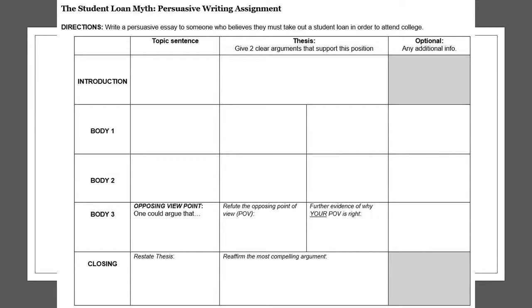When you download today's document, the title of it will read, The Student Loan Myth Persuasive Writing Assignment. Directions. Write a persuasive essay to someone who believes they must take out a student loan in order to attend college. In this chart, you see 3 labeled columns: topic sentence, thesis, and then an optional column. And then you've got rows down the side simulating a 5-paragraph essay. I added additional support in some of the boxes to help you be more specific and to give each sentence a specific purpose.